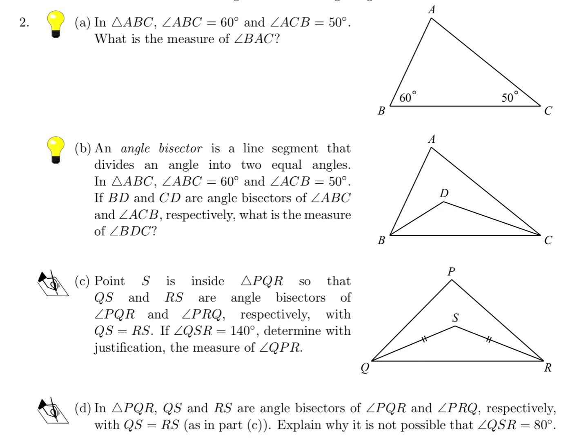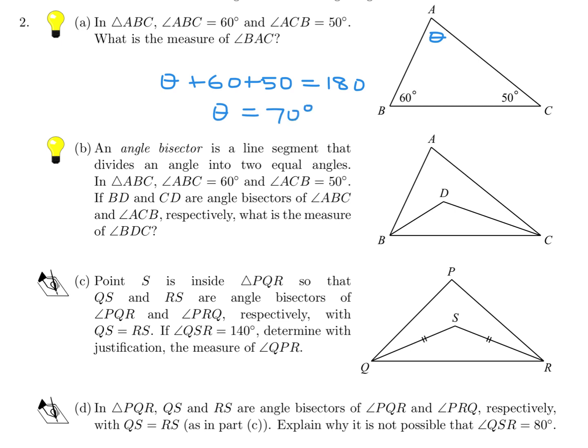In triangle ABC, angle ABC is 60 degrees and angle ACB is 50. What is the measure of angle BAC? Well, as always, the angles of a triangle add up to 180. So all of those would total 180, and therefore this would be 70 degrees.